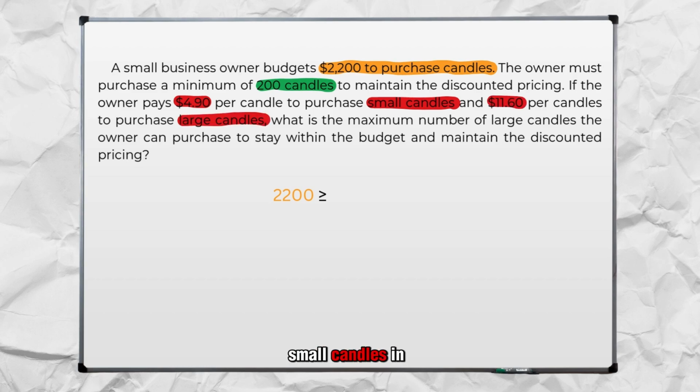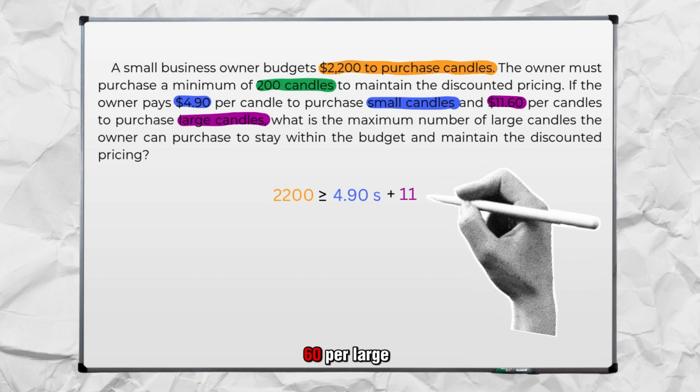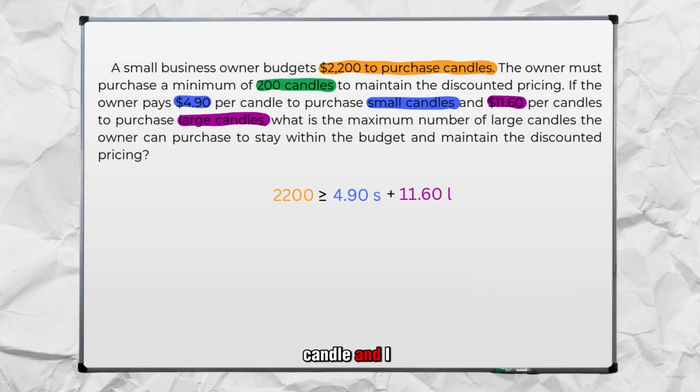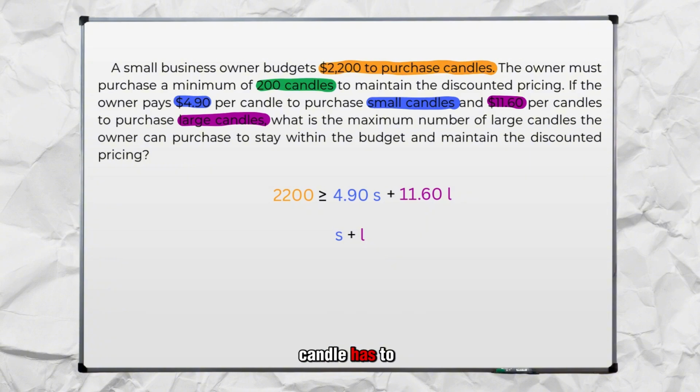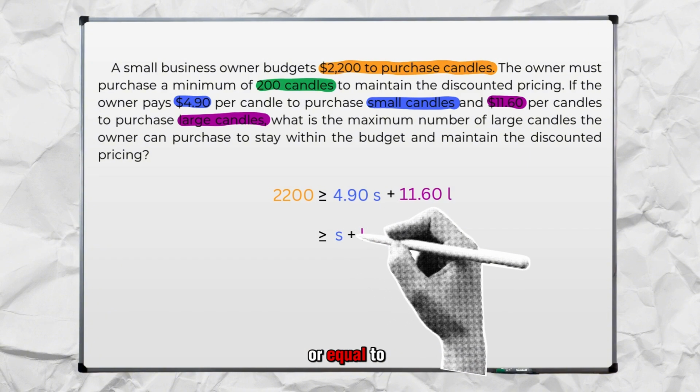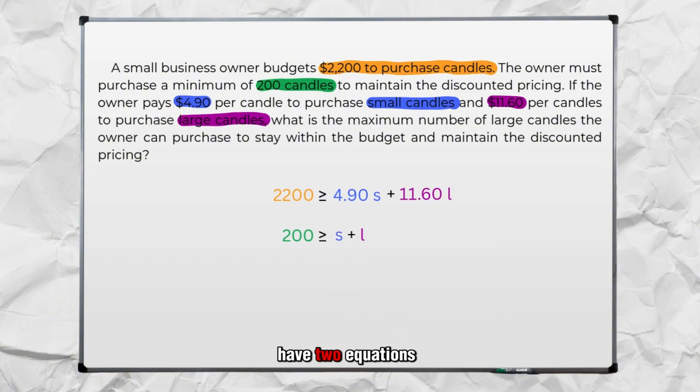So we'll do small candles in blue. We'll do large candles in purple. So it's $4.90 per small candle plus $11.60 per large candle. And I know that my small plus my large candle has to be greater than or equal to 200. Now that I have two equations, I can model this as a system of equations.